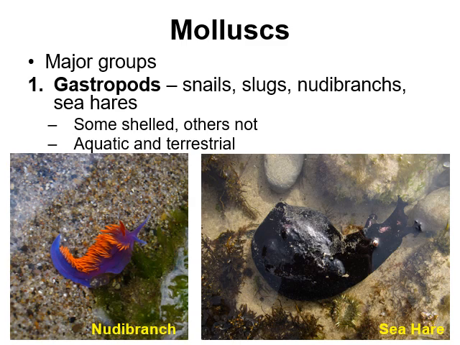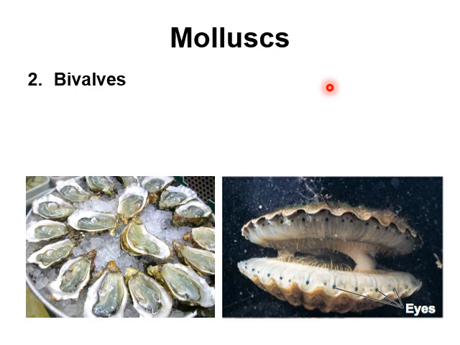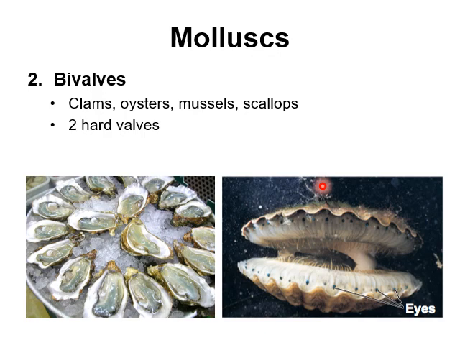Okay, another group of mollusks that I want to talk about are the bivalves. These are probably the most delicious of the mollusks. They include things like clams, oysters, that's what these are right here. These are oysters in the half shell, which are best eaten raw. They include scallops like this thing over here, and they include mussels. What makes them different from the other mollusks is that they all have two hard shells, so two hard valves. And you can see that on the scallop.